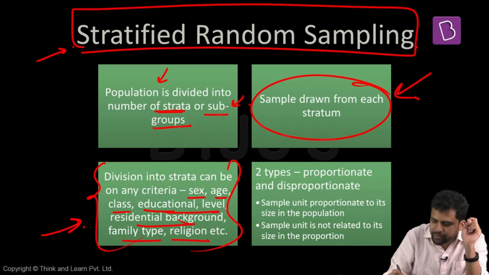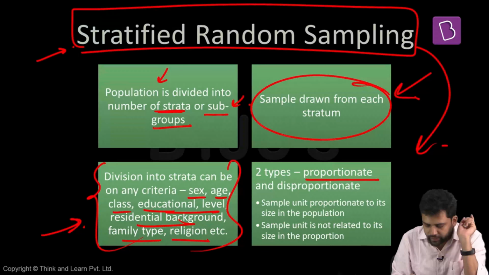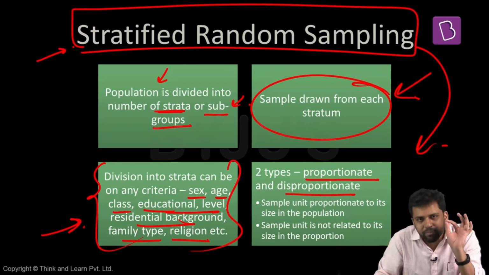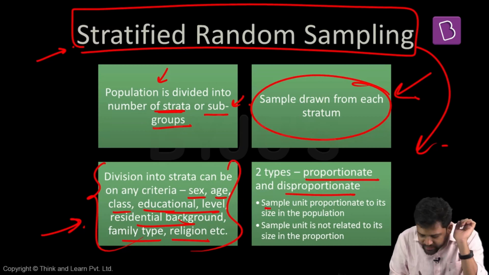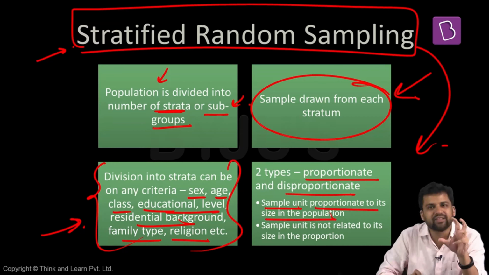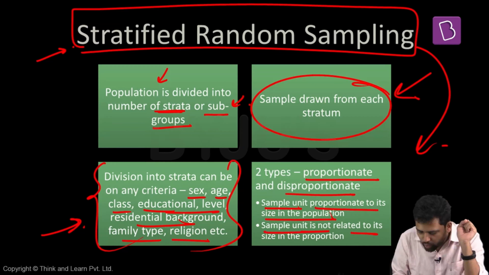Now stratified random sampling can also be of two types: it can be proportionate, or it can be disproportionate. What happens in a proportionate stratified random sampling? Here, the sample units that you are choosing are proportionate to their size in the population. In disproportionate sampling, the sample unit is not related to its size in the population.